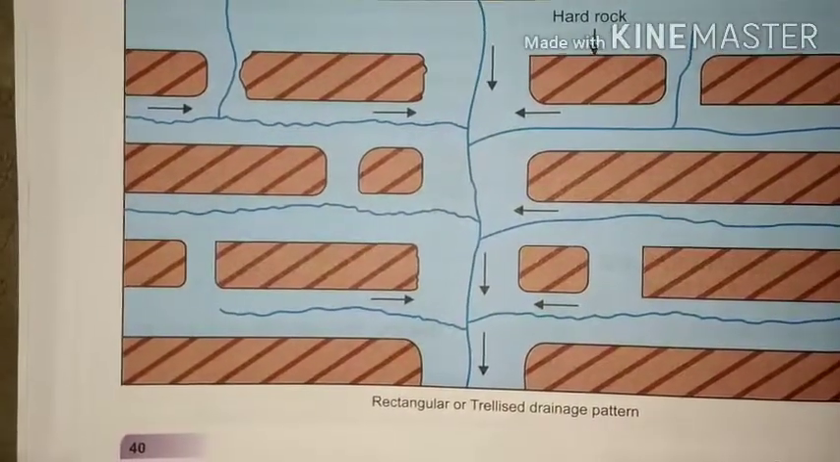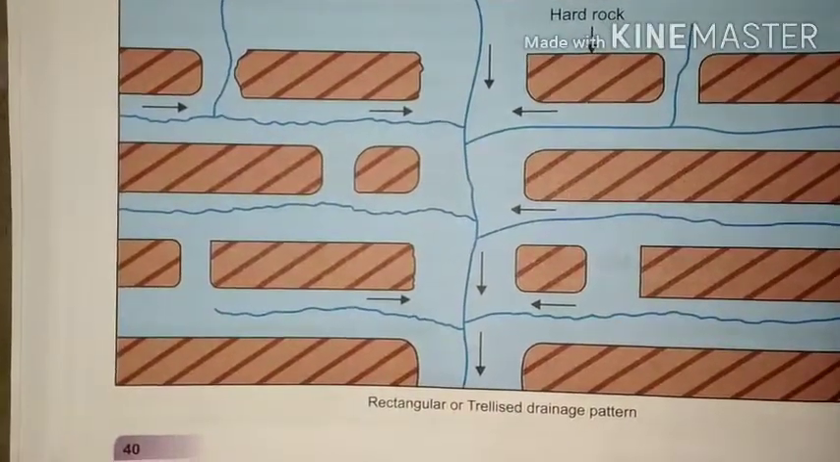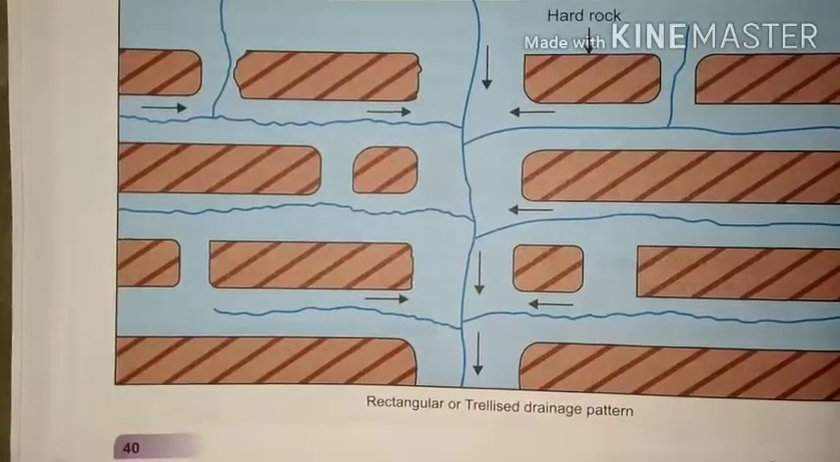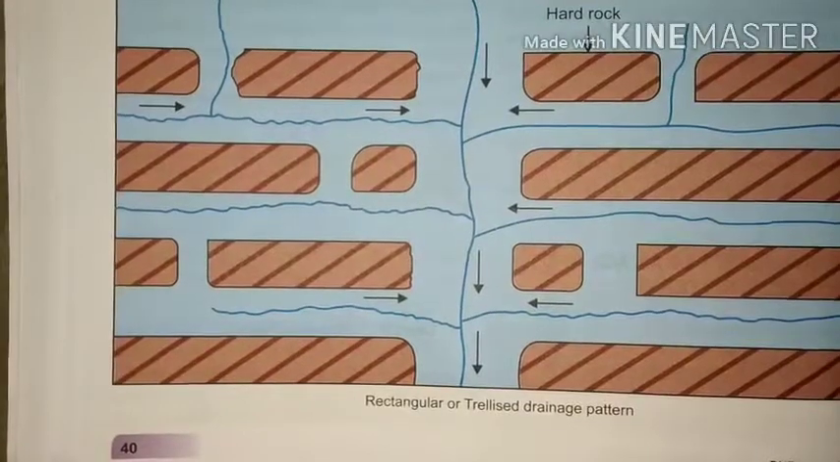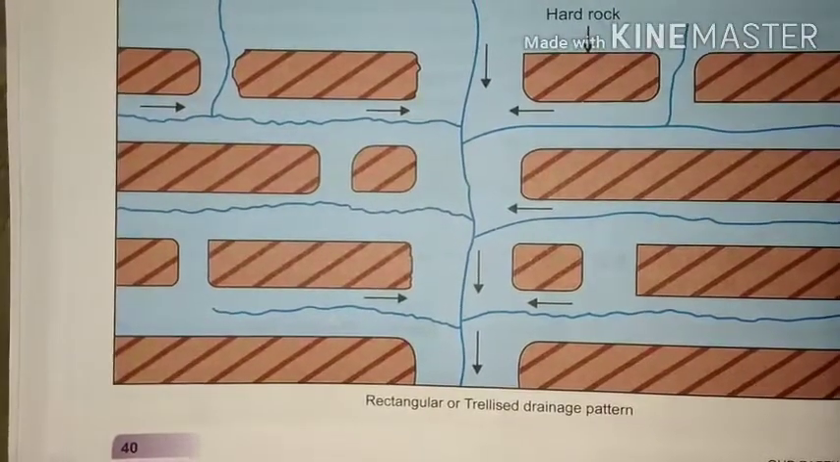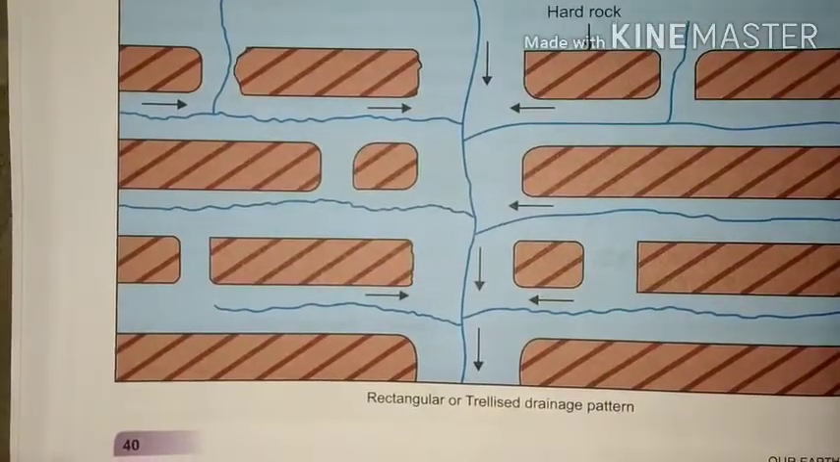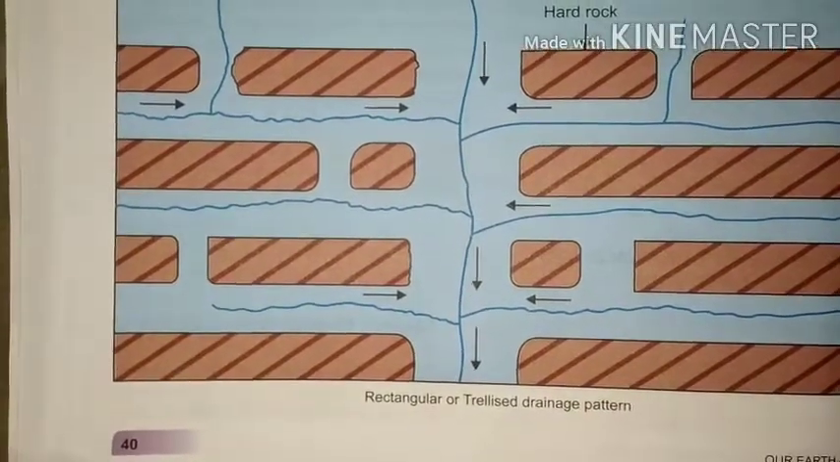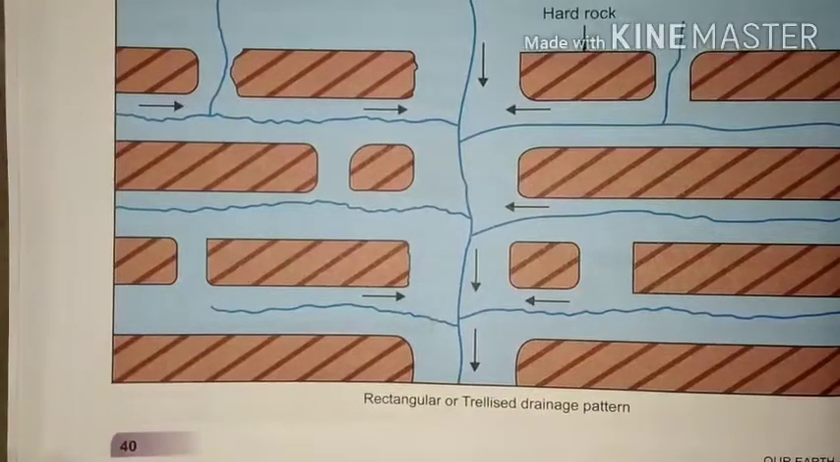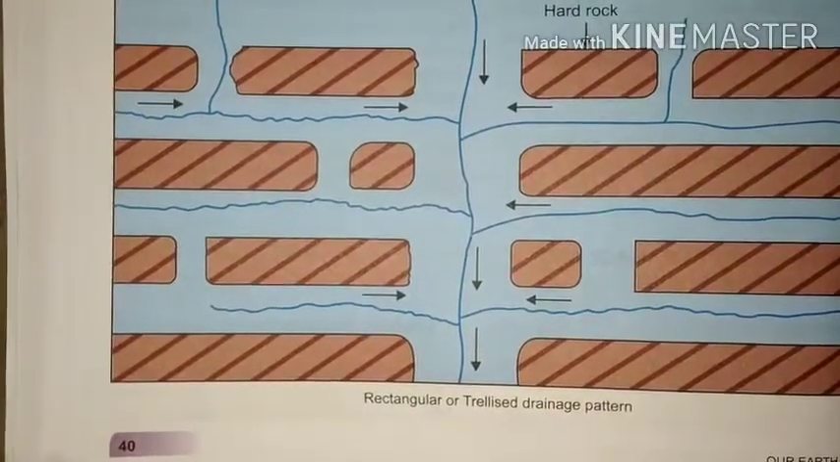So what is common in that trellised pattern is that the main river is flowing straight and the tributaries are coming and merging with the main river at an angle of 90 degree. So we call it trellised drainage pattern.